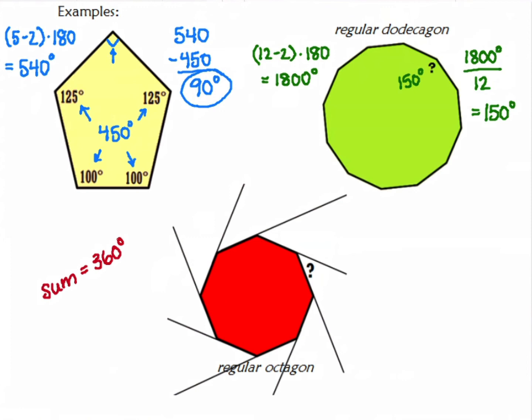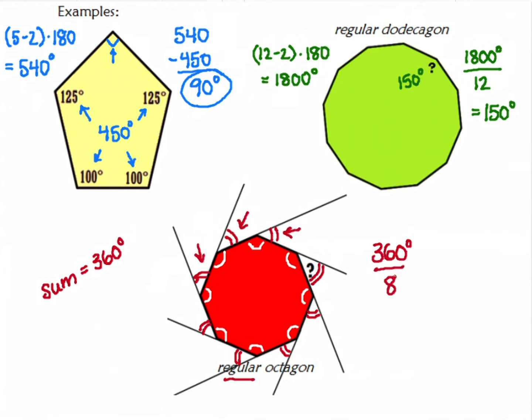Now I can go one step further because this is a regular octagon. If all of these interior angles are the same, then all of the exterior angles must be the same. Do you believe that? See if you can convince yourself. So if those are all equal, and I know that the total is 360 degrees, and I want to split that amongst those 8 exterior angles, that tells me that each of those exterior angles is 45 degrees each.